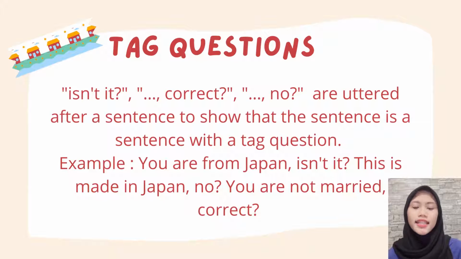are you living? Next is tag questions. Isn't it, correct and no are uttered after the sentence to show that the sentence is a sentence with tag questions. For example, you are from Japan, isn't it? This is made in Japan, no? You are married, correct?